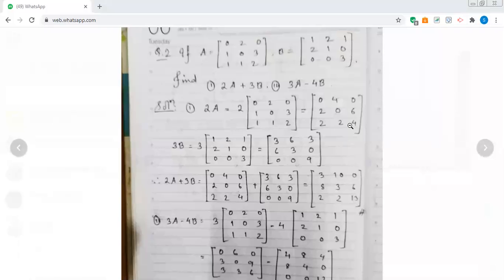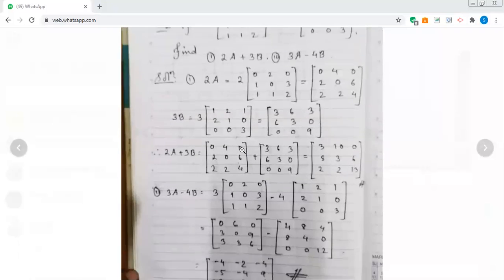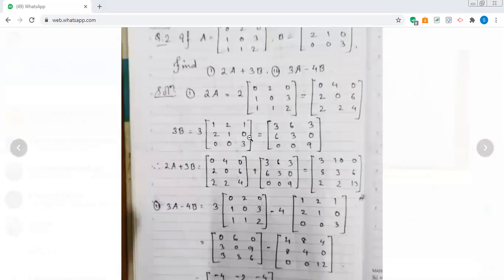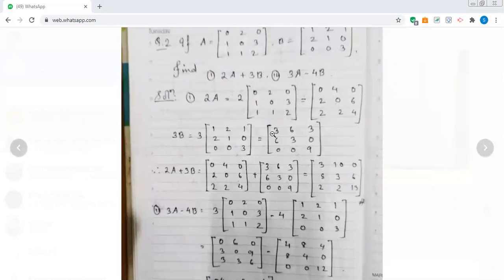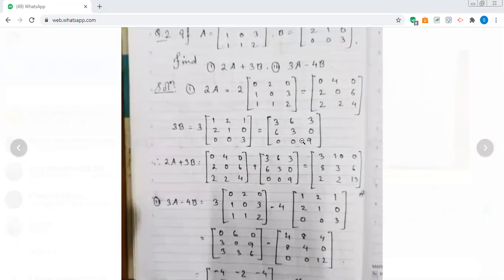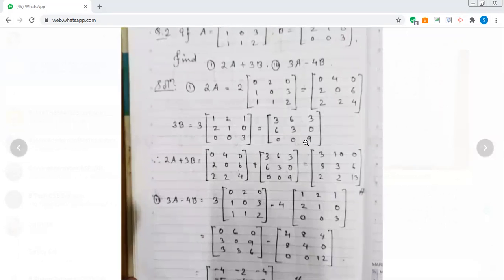Fine. Similarly, 3B is also found. 3 into B. B का value matrix का दिया हुआ है. So 3 into B is this. So 3 into 1 is 3. 3 into 2 is 6. So in this way we can multiply the elements. The scalar 3 to every element of the matrix gives the result 3 6 3, 6 3 0, 0 0 9. Okay, now we ultimately got the values of 2A and 3B.